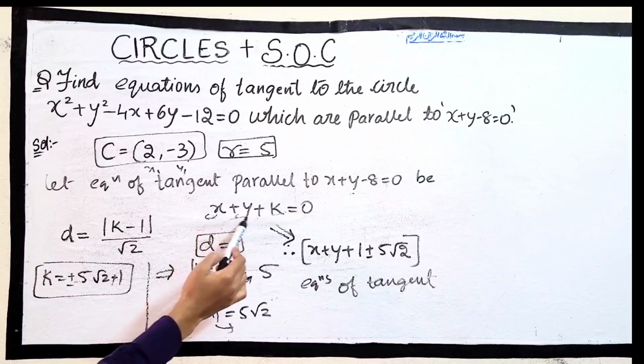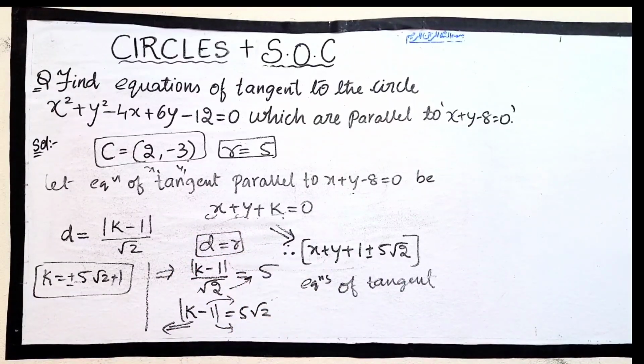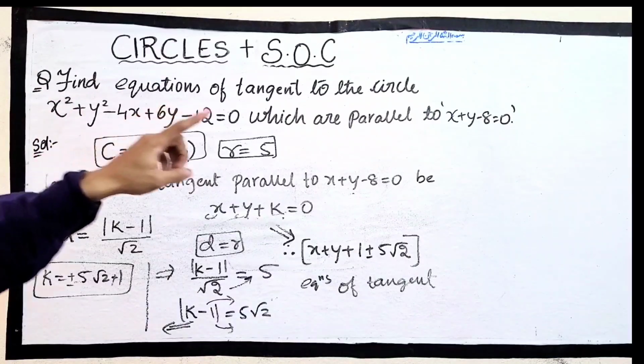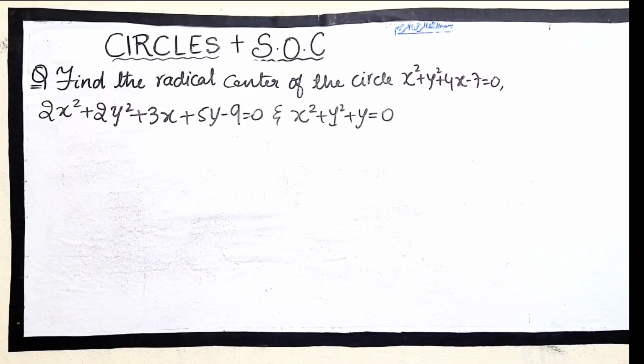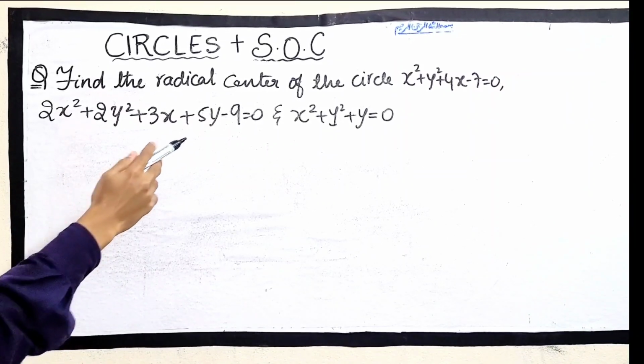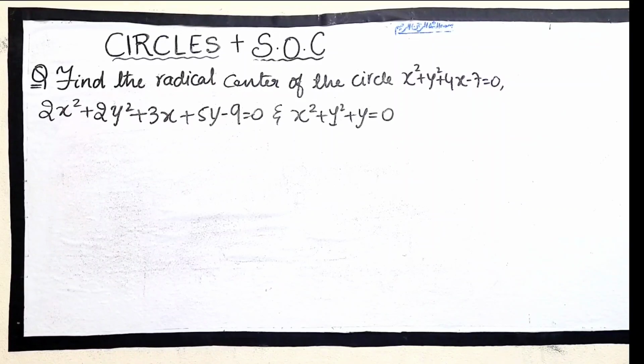I have substituted x plus y plus k and got the unknown value k. Then your final equation is ready here, which is the equation of the tangents to this circle which are parallel to that given line. Now this is one more very important question which is asked in your examination from the second chapter, which is system of circles. Before going to the problem, we will see the concept behind the problem first.